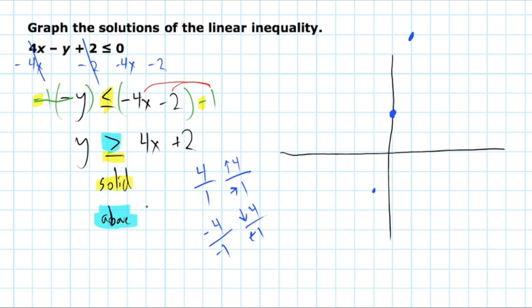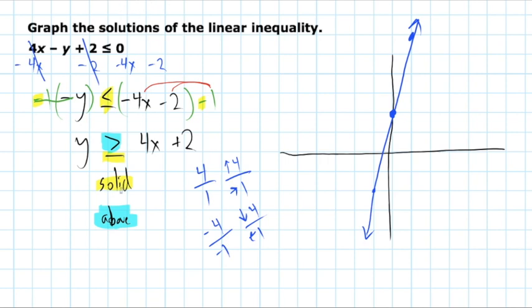At this point, I want to make sure I am thinking about whether it's solid or dashed, because we're used to always drawing a solid line. So before you draw that line, just recheck: should I make it solid? In this case, since we had that or equal to piece, yes. So I'm just going to draw a solid line, remembering to put my arrows. And then we just need to shade.